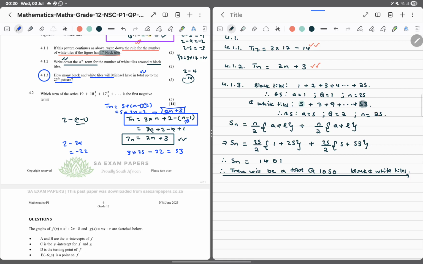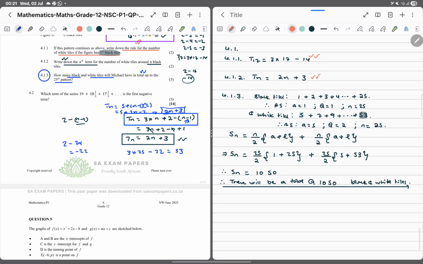25 over 2, 1 plus 25, plus 25 over 2 into 5 plus 53. 1050. Okay, it looks like I punched some things wrong there. Again, guys, as you can see, it's so easy to get things wrong. But I will take what I get because my plan looks solid. It could be wrong because of some mistakes. As you can see, they just like to creep in. But the work is quite straightforward.